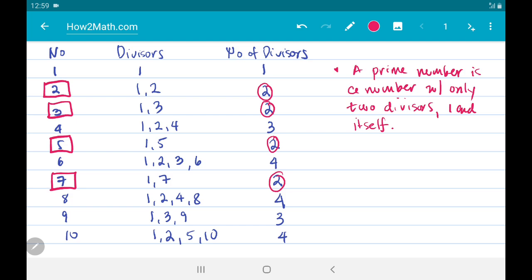Now, can you think of other prime numbers more than 10? Maybe that's one of the exercises that you can do.